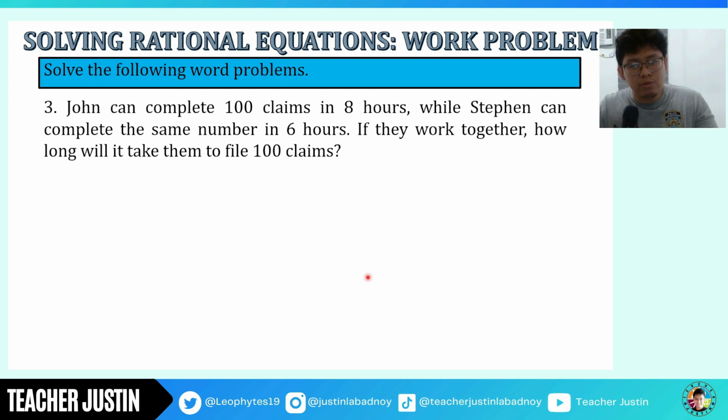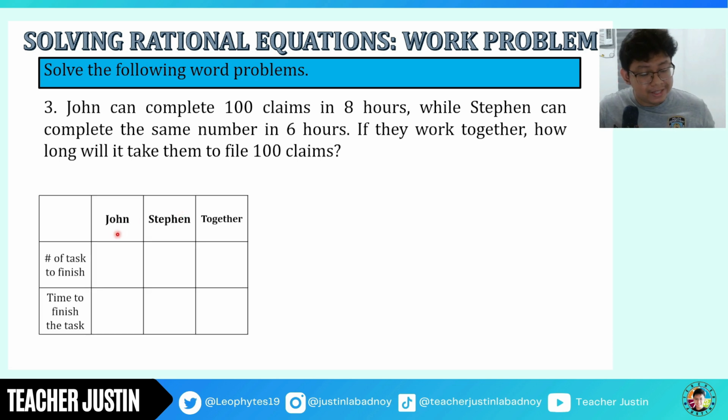So John can complete 100 claims in 8 hours, while Stephen can complete the same number in 6 hours. If they work together, how long will it take them to file 100 claims? To solve this problem, first we need to prepare our table. So we have John, Stephen, and if they work together.